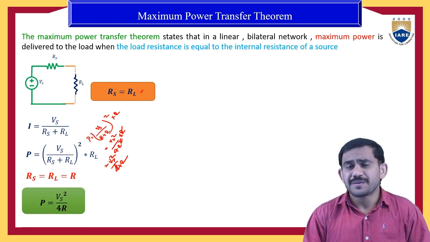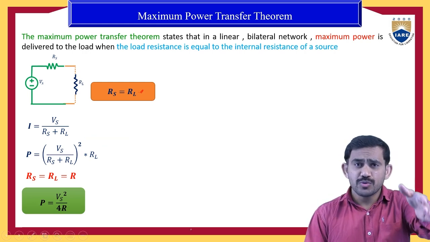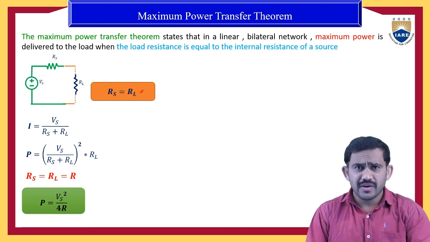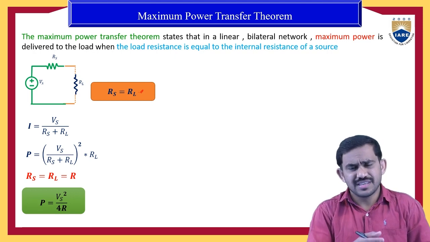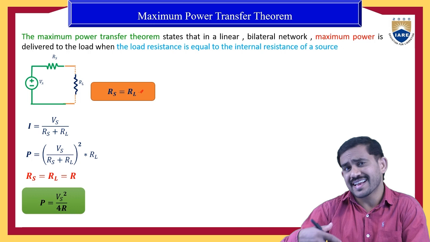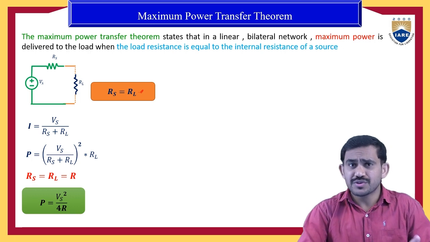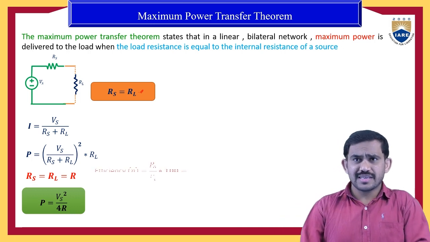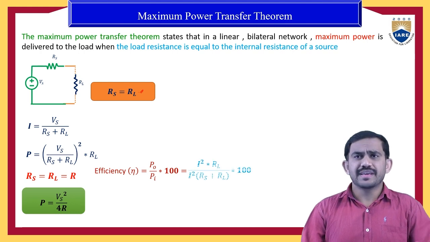Then what is the efficiency? For efficiency, we require output power by input power. So what is the output power? That is I squared into RL. Output means RL. And what is input power? Input power means we need to consider the whole circuit. So just check the equation here: output by input into 100.